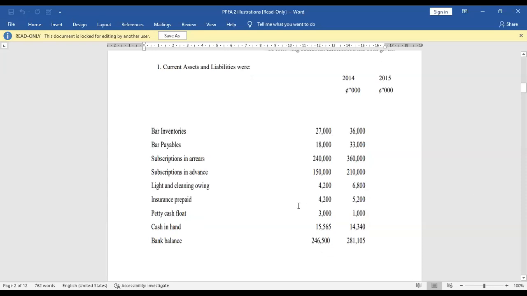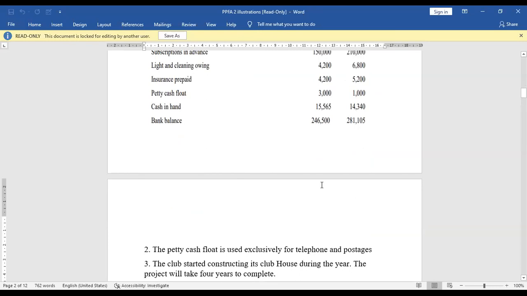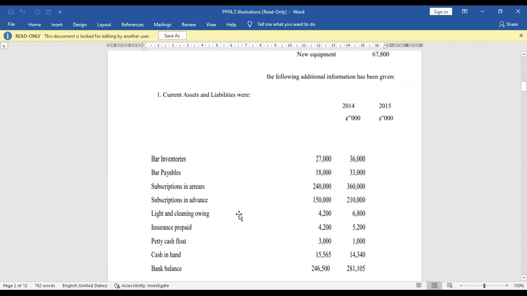We were not given a straightforward figure for purchases, so we will have to derive it. So how are we going to derive this bar purchases? We're going to work it out. So let's check our receipts and payments account if we have anything on that.